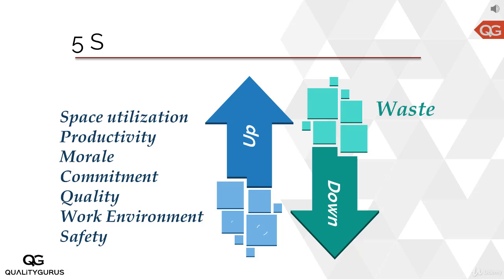Clean space increases the morale of people working there. You have better commitment to work, quality improves, the work environment improves, safety improves, because there are no safety hazards now, because everything is neat and clean. So all these are benefits of implementing 5S on your work process. And what happens with these is this reduces waste. So this was one tool which can help you in improving your workspace and reducing waste.